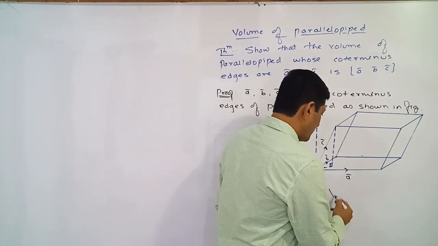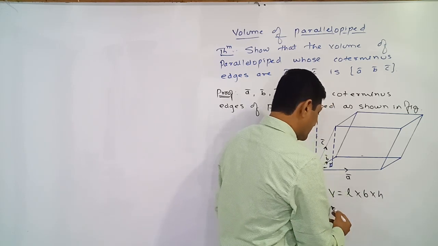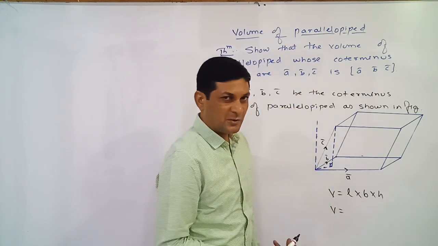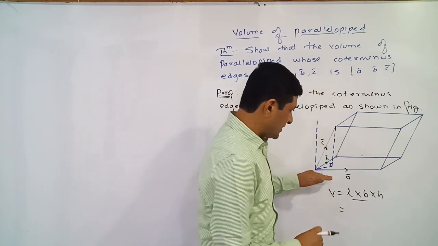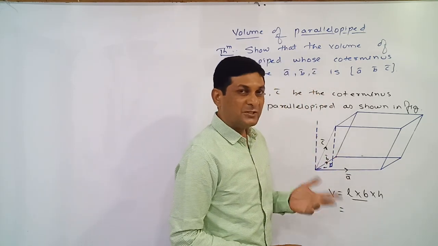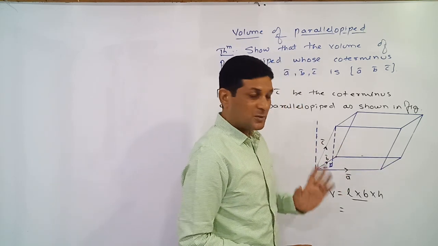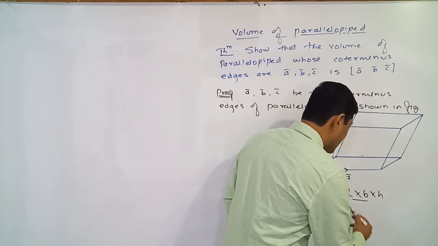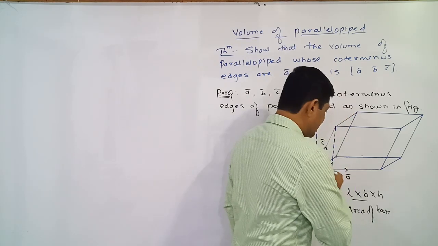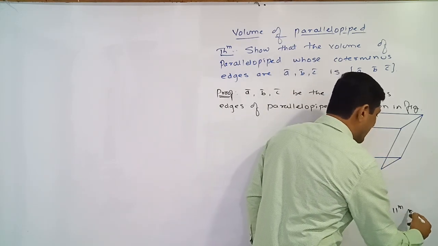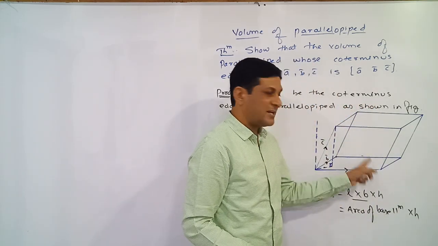What is that formula? Volume can be found by applying the formula length into breadth into height. So volume equals length into breadth into height. Length into breadth, this is the length and this is the breadth. Length into breadth is nothing but the area of this base parallelogram, and this will be the height. So length into breadth is nothing but the area of this base, and this base is just like a parallelogram. Area of base parallelogram into height.